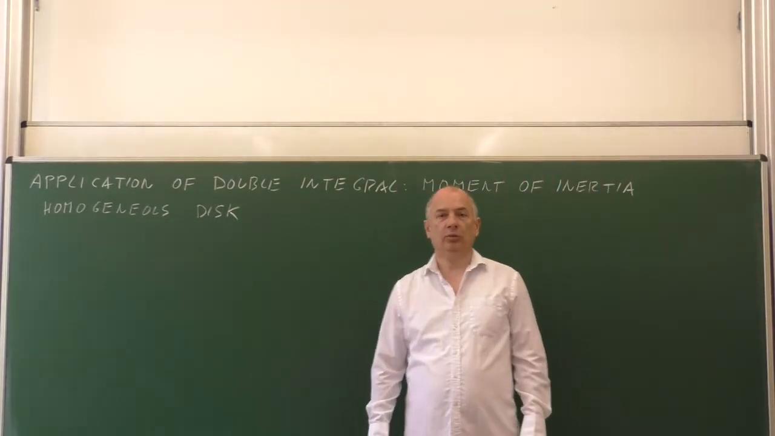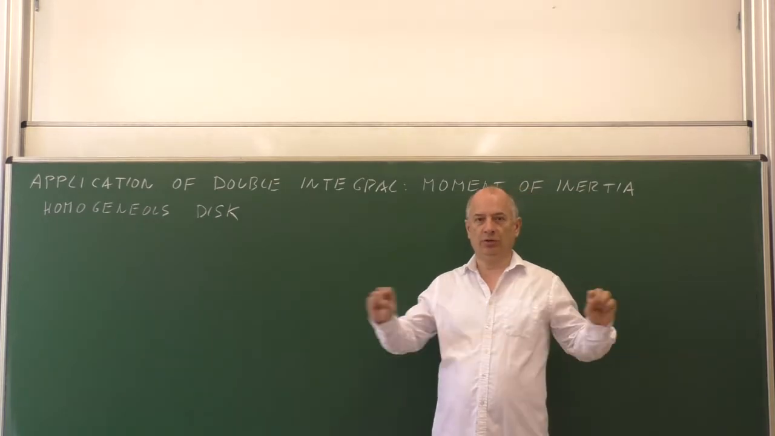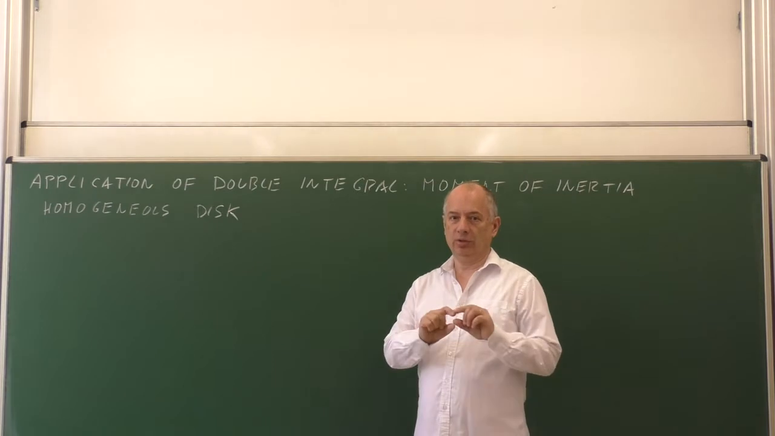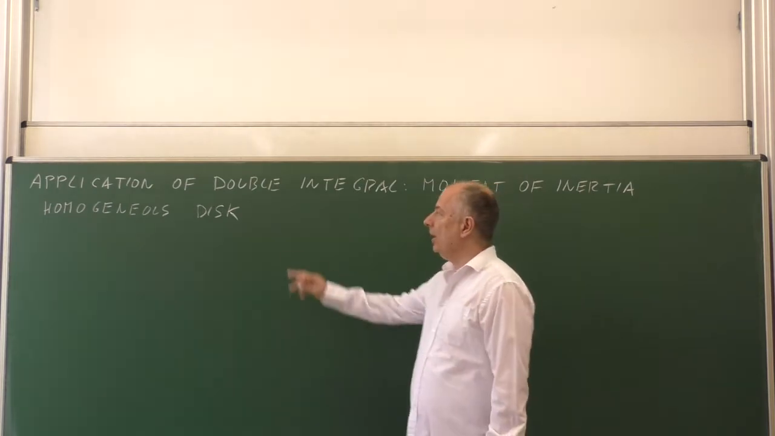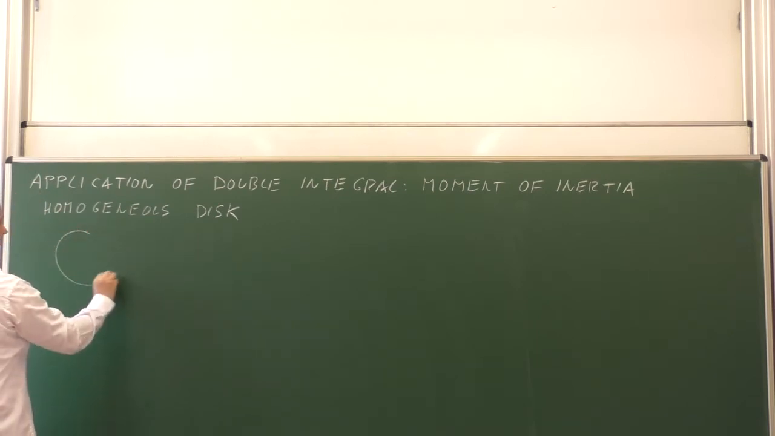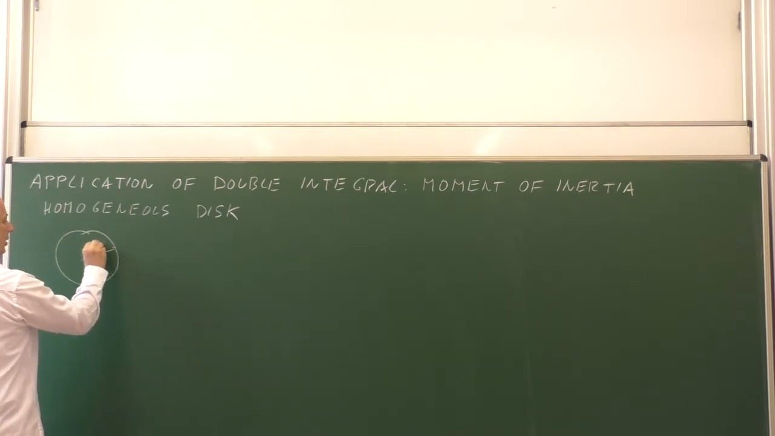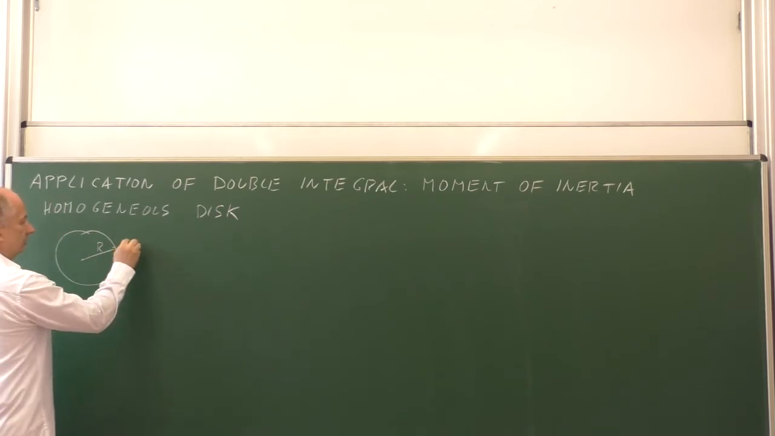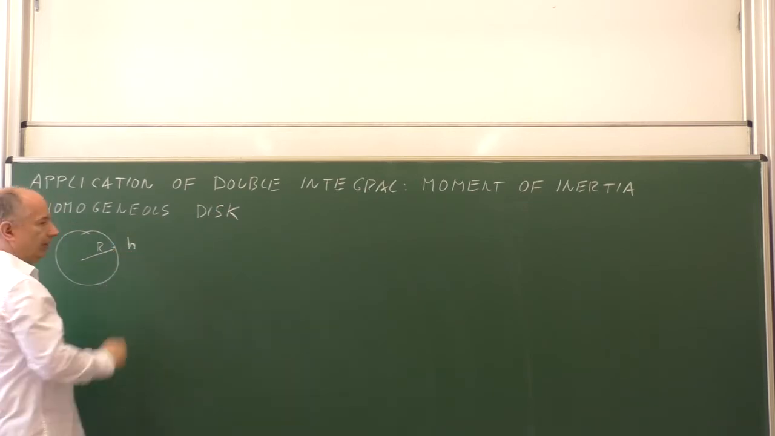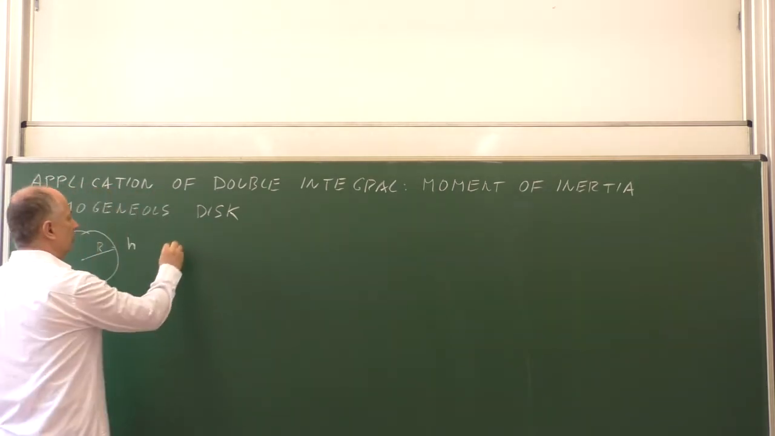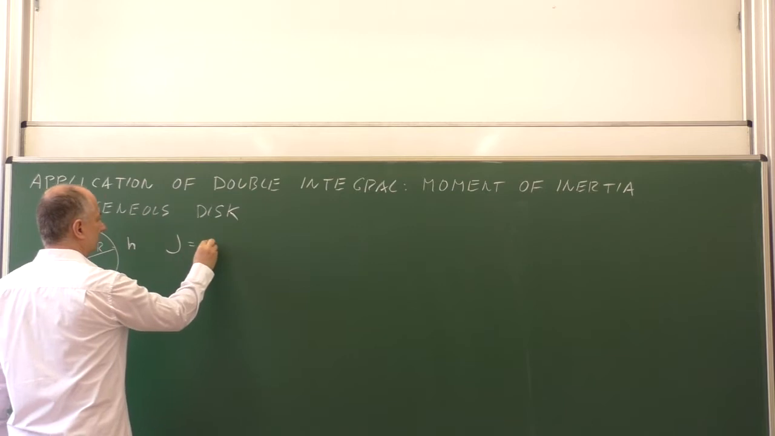When we computed the moment of inertia of a homogeneous rod, we actually didn't need a double integral. It was just a one-dimensional integral. Now let's consider a homogeneous disk with radius capital R and height h, meaning the thickness of the plate. And we want to compute the moment of inertia.